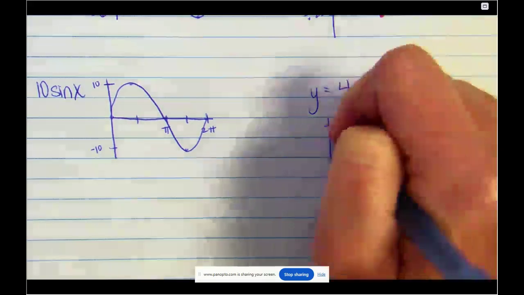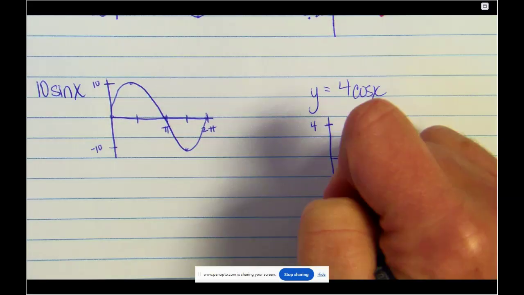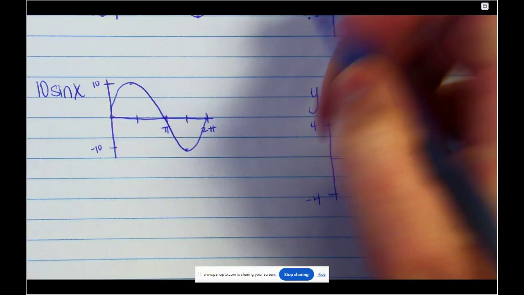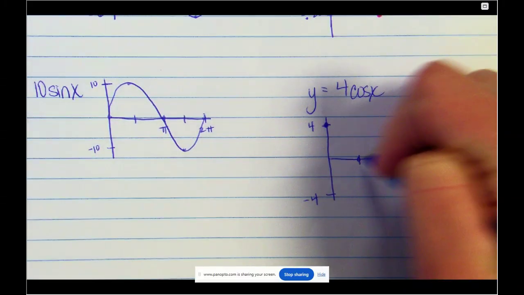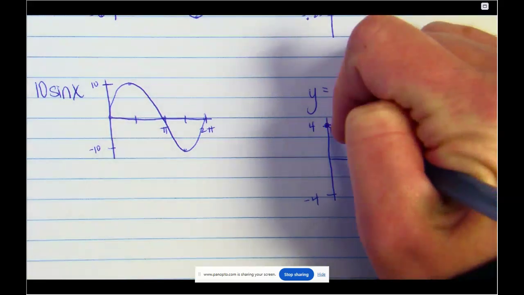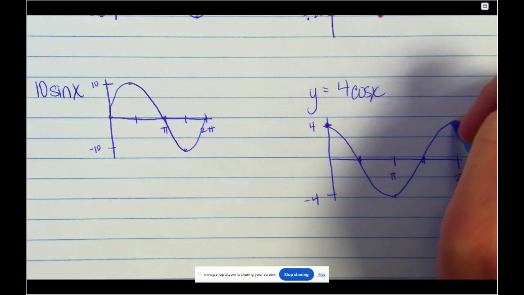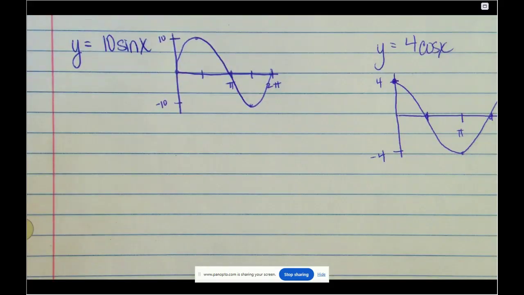What's the maximum this is going to get to? 4. What's the minimum it's going to get to? Okay, -4. And then cosine starts at its top, which you should have on your paper. Your other paper goes to the middle, goes to the bottom, middle, back to the top. So it's one complete cycle of cosine. There we go. Well, that's a pretty good one. Remember, not pointy, they're curvy lines.